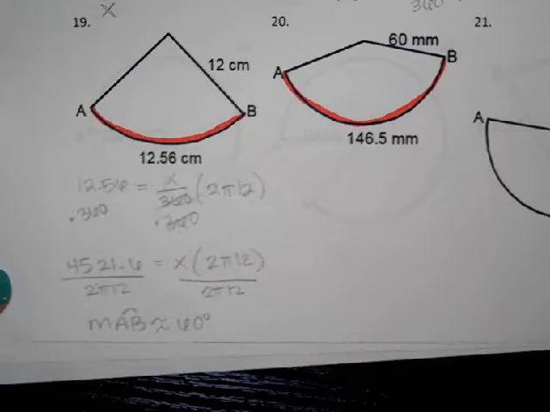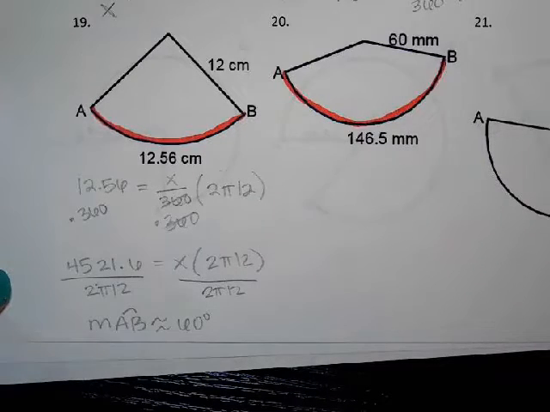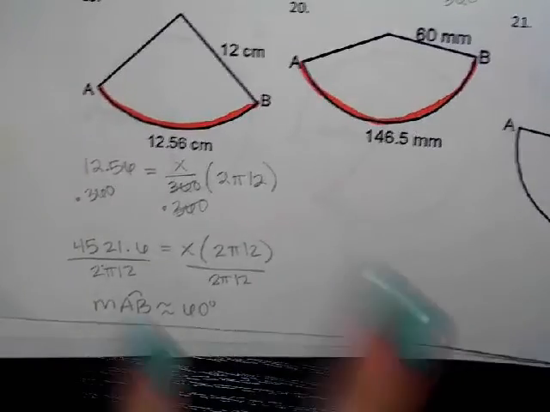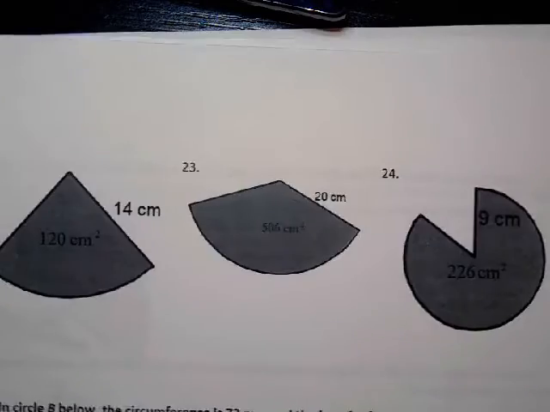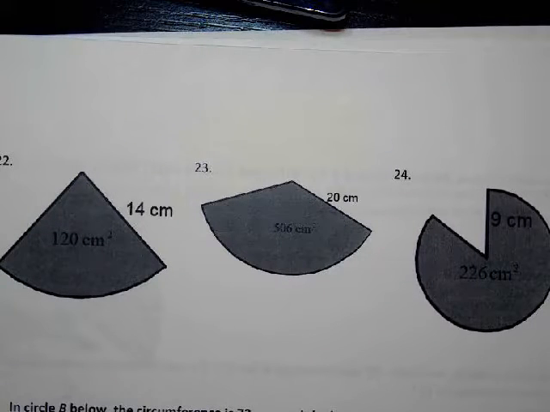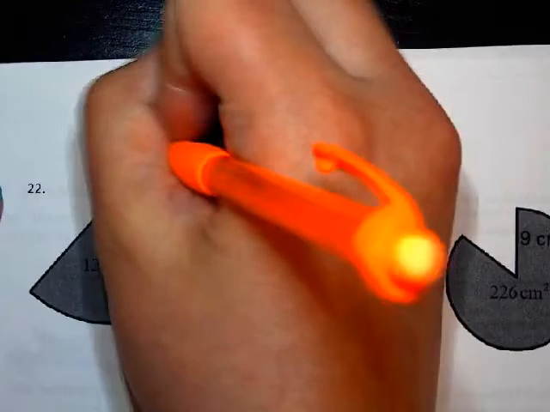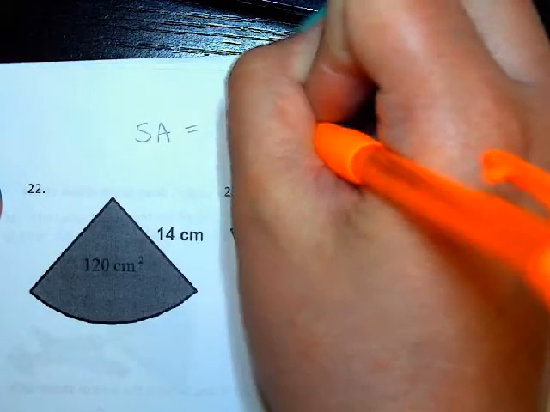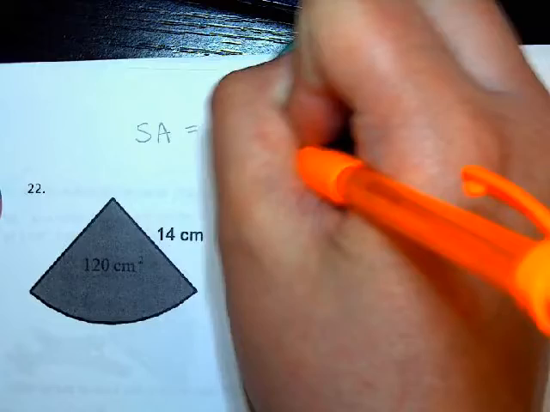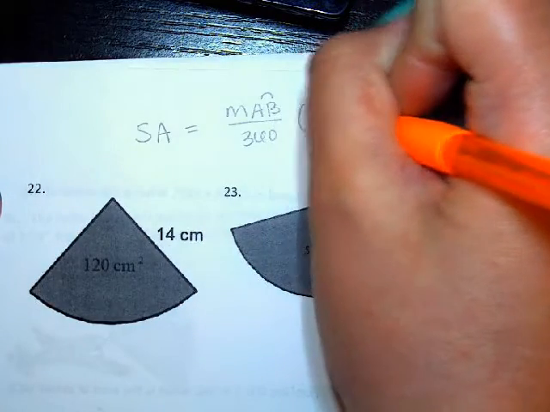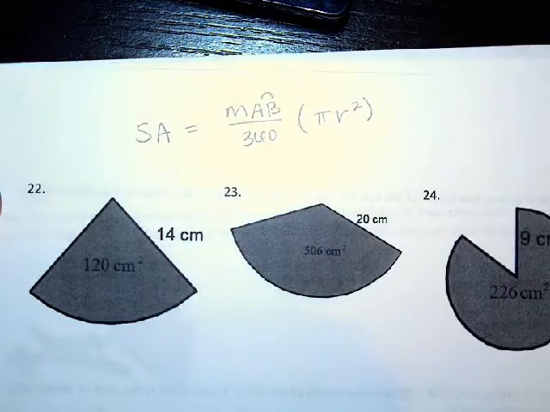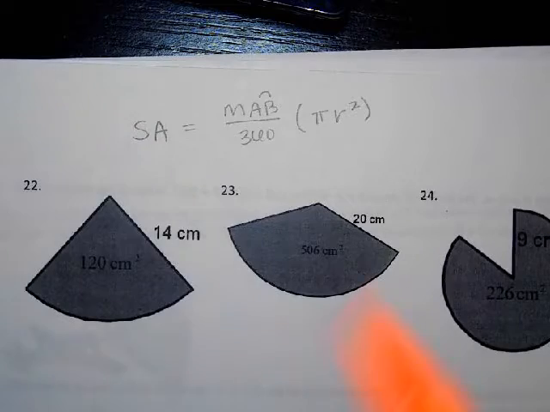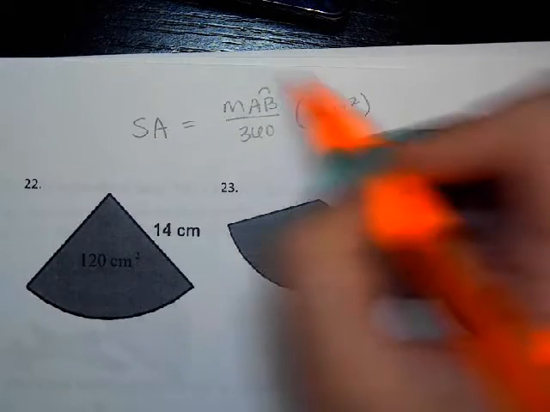So the next one is the exact same thing. They just are giving you the sector area instead of the arc length. So here we're going to have the sector area formula. So we have the measure of arc AB divided by 360 degrees and then times pi r squared. So again, the instructions are the same for this problem as well. They want us to solve for the measure of the arc. So I'm going to have an X here.